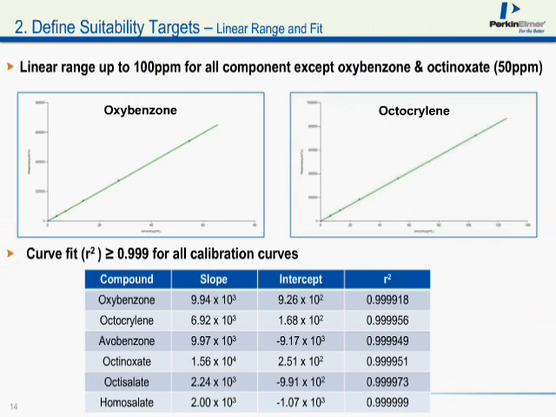The third and fourth requirements were to have linear ranges for all components except for oxybenzone and octinoxate at 100 ppm. And oxybenzone and octinoxate have a linear range to 50 ppm. And then the curve fits, or the R-squared values for the cal curve, should be 3 nines or better.